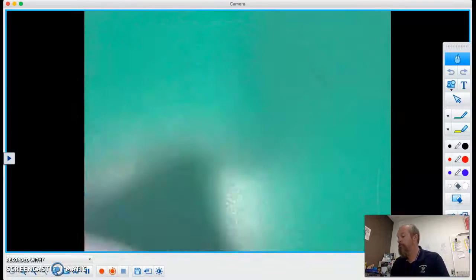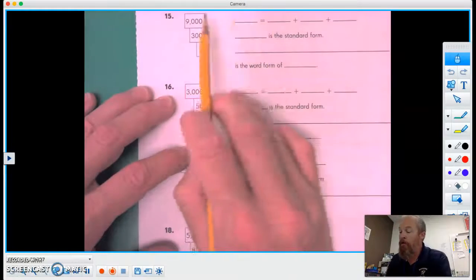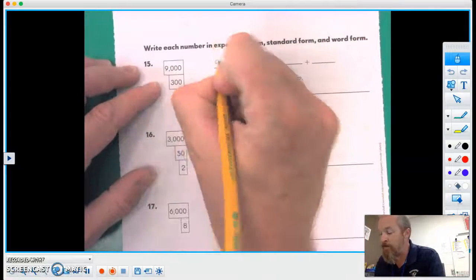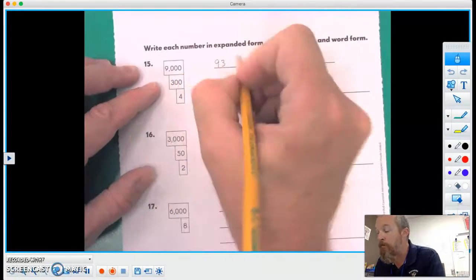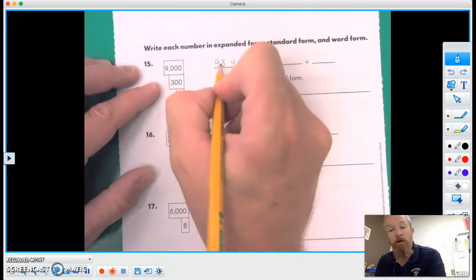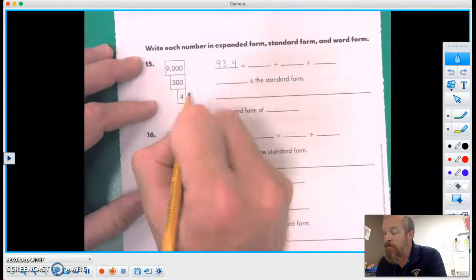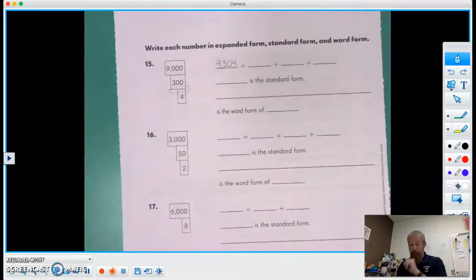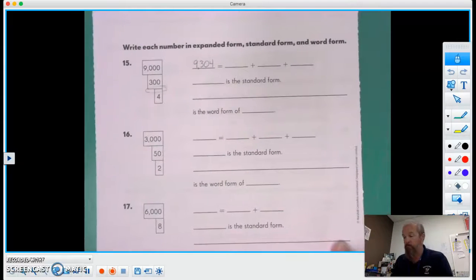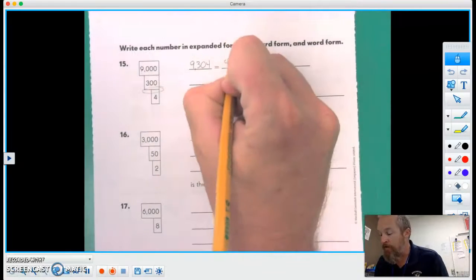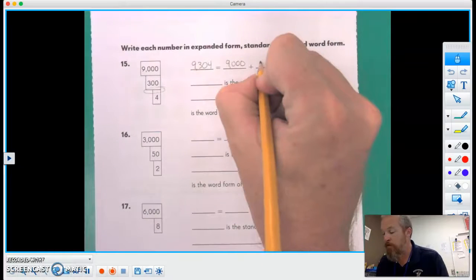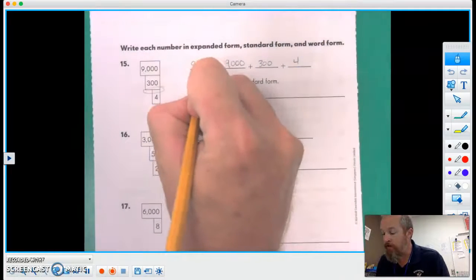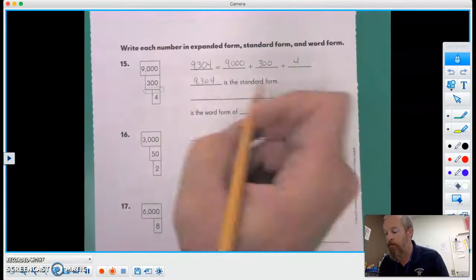Here we go. Write each number in expanded form, standard form, and word form. So here we go, 9 in the thousands, 3 in the hundreds, and a 4 in the ones. But we don't have any in the tens, so that would be a 0. It's very important that we add that in there for our place value. So we have 9,000 plus 300 plus 4. 9,304 is the standard form.